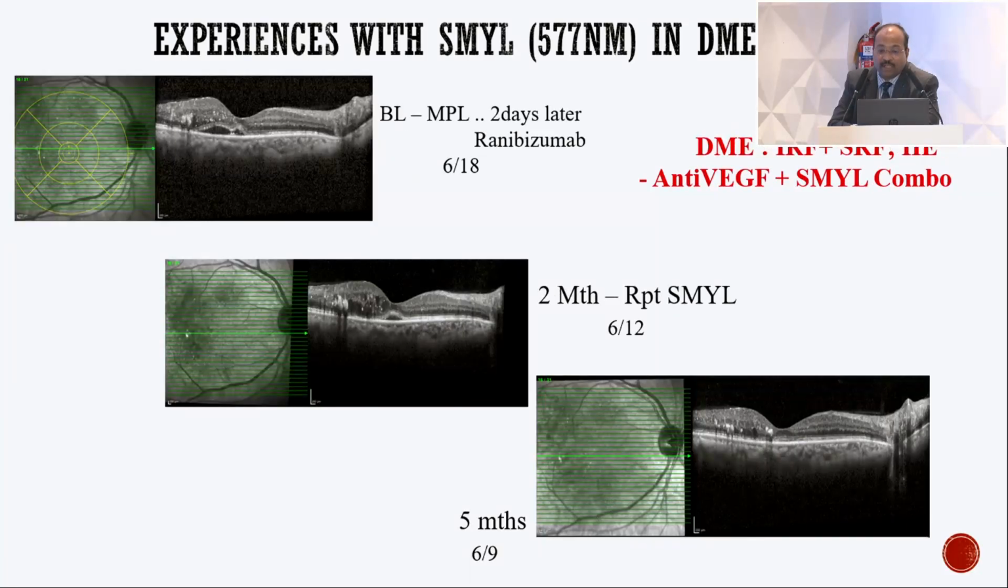A fourth scenario where again there is IRF and fairly significant subretinal fluid with hard exudates. Here I'm doing sequential therapy: micropulse laser, and then just 2 days later, anti-VEGF treatment, and then at 2 months repeating the micropulse, and again you see a good outcome. So these are ways in which you can combine micropulse, or even have it as standalone.